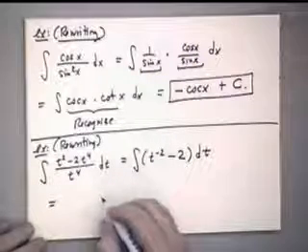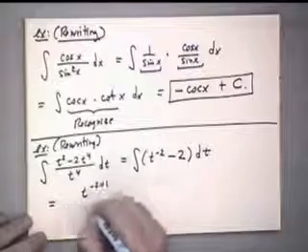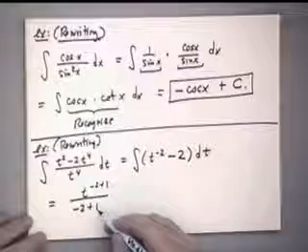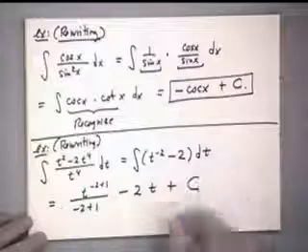So suddenly this becomes very easy. This becomes t to the minus 2 plus 1 over minus 2 plus 1. You always add 1 to the power and divide by the new power. Minus 2 times t for this part plus c.